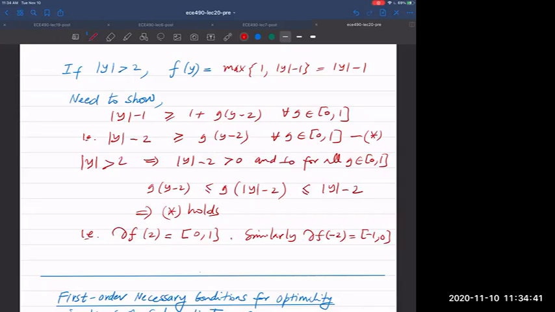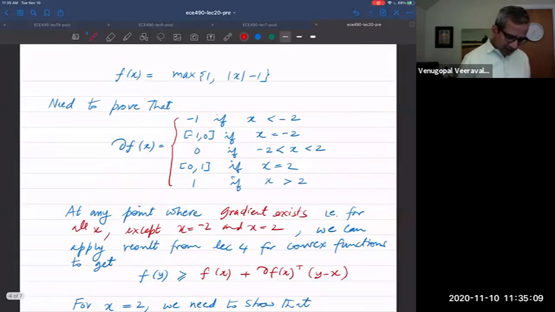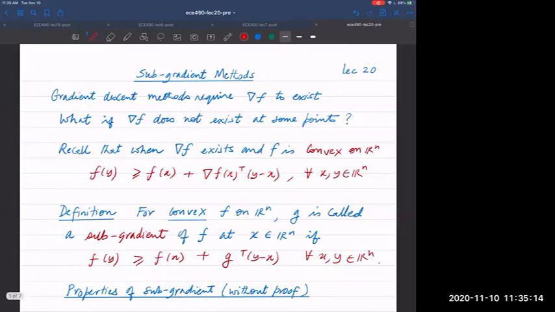Do we have to prove the other direction? I think we only showed that if g belongs to this interval, then this inequality is satisfied. Yeah, that's all we need to show that g is a subgradient. You want to establish that any value of g between 0 and 1 is a subgradient. In order to prove that, you need to establish that this condition is satisfied. Yeah, I mean, is it possible that we may have a bigger interval that could be the subgradient?